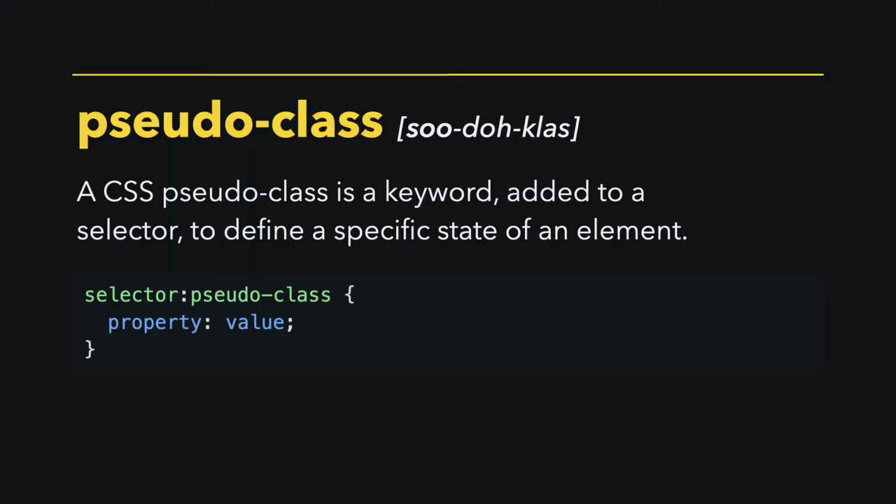Usually, this requires JavaScript, but there is a way to create CSS-only interactions with pseudoclasses. A CSS pseudoclass is a special keyword added to a selector to define a specific state of an element. A common pseudoclass is hover, used to change the style of the element when a user hovers over it with their mouse. Let's take a look at an example.